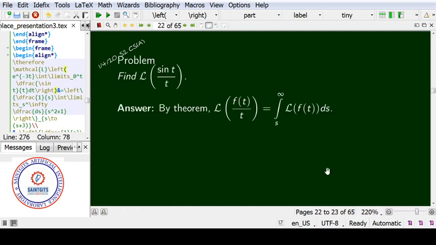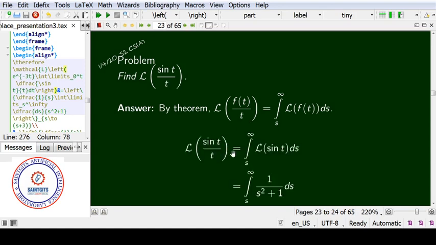The first problem: find the Laplace transform of sin t by t. From the first look, we know that this function is divided by t. So division by t, by this theorem, division by t leads to integration. So L of f of t by t is equal to integral from s to infinity of L of f of t ds. Next step is, instead of this f of t, we put sin t.